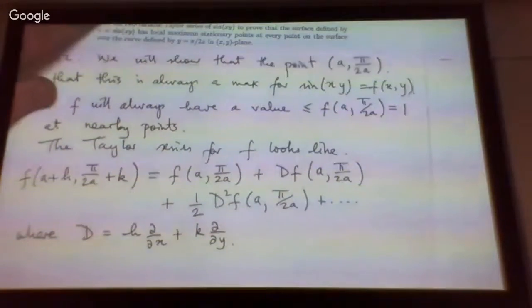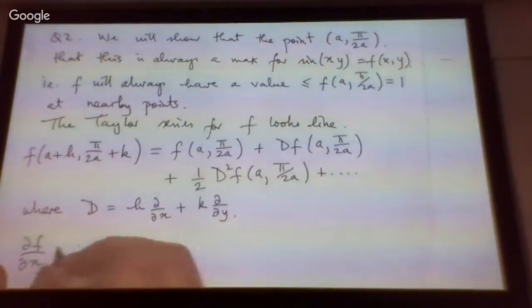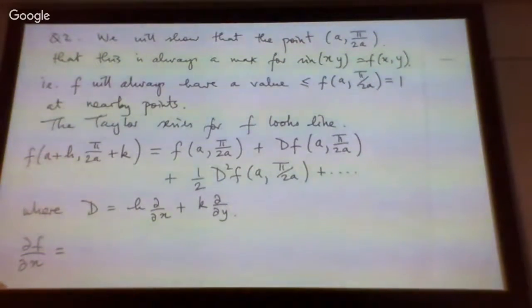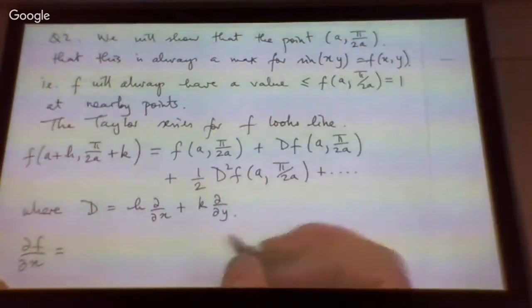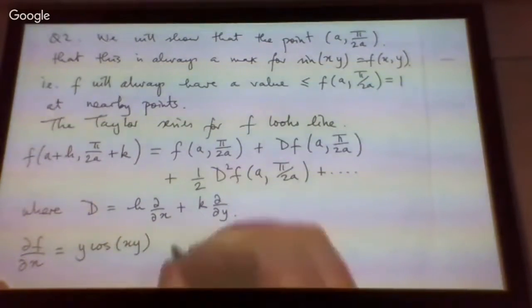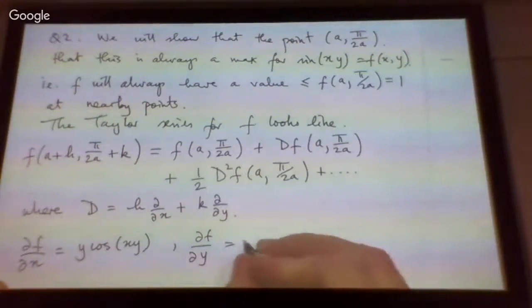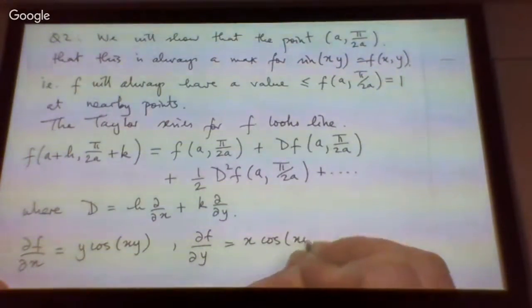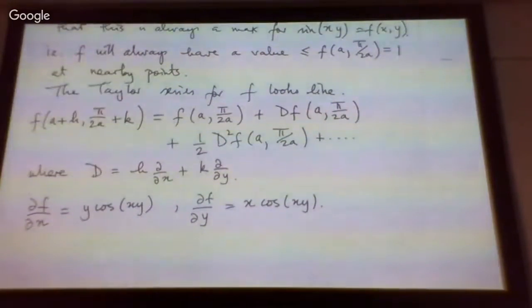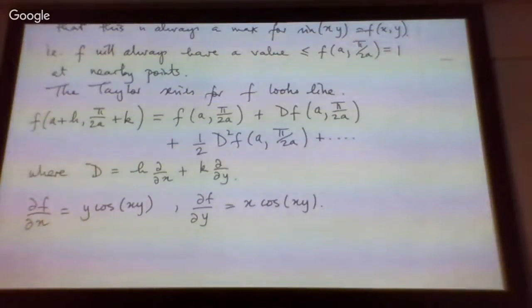Okay, so we're going to need our partial derivatives. So df/dx is the derivative of sine of x times y with respect to x. So that's going to be y cosine of xy. The first order derivative df/dy is going to be x cosine of x times y. And let's just get the second order ones as well.